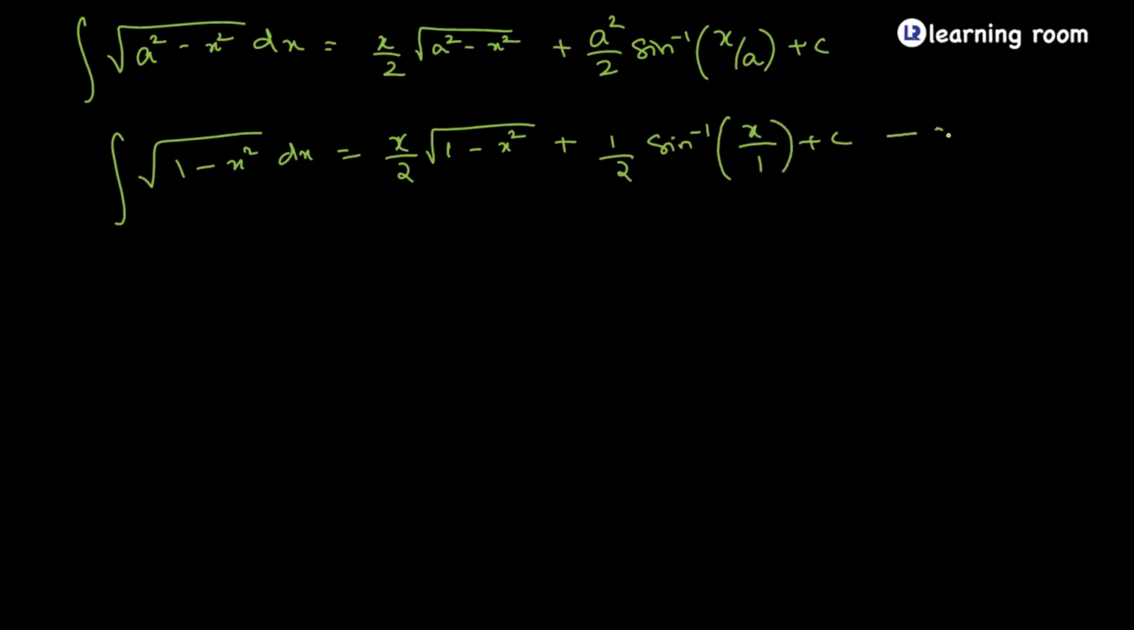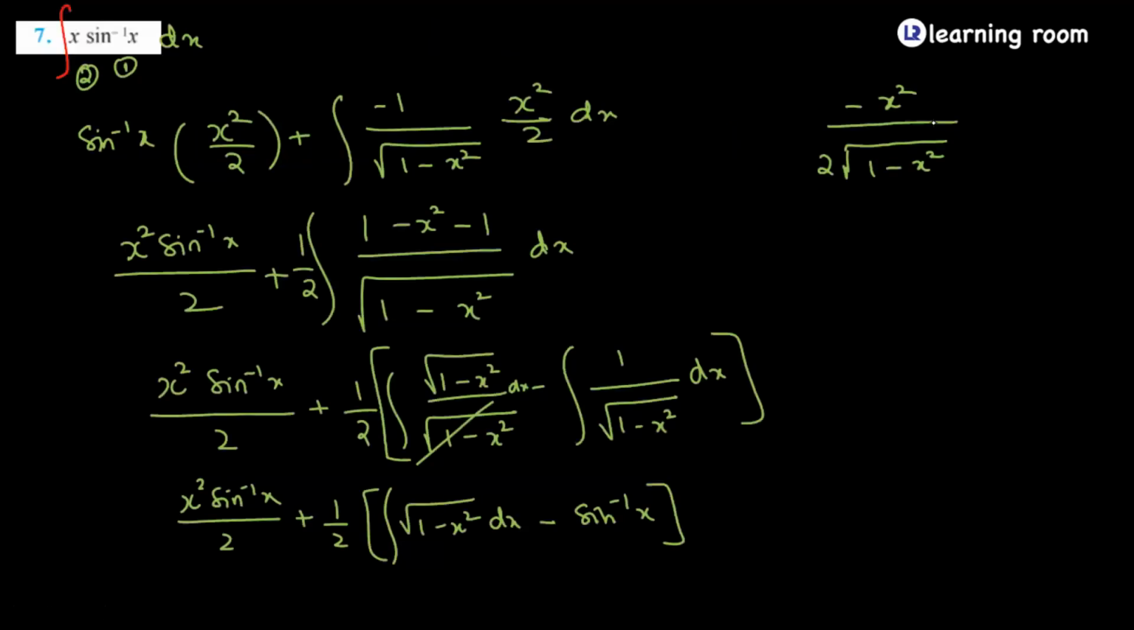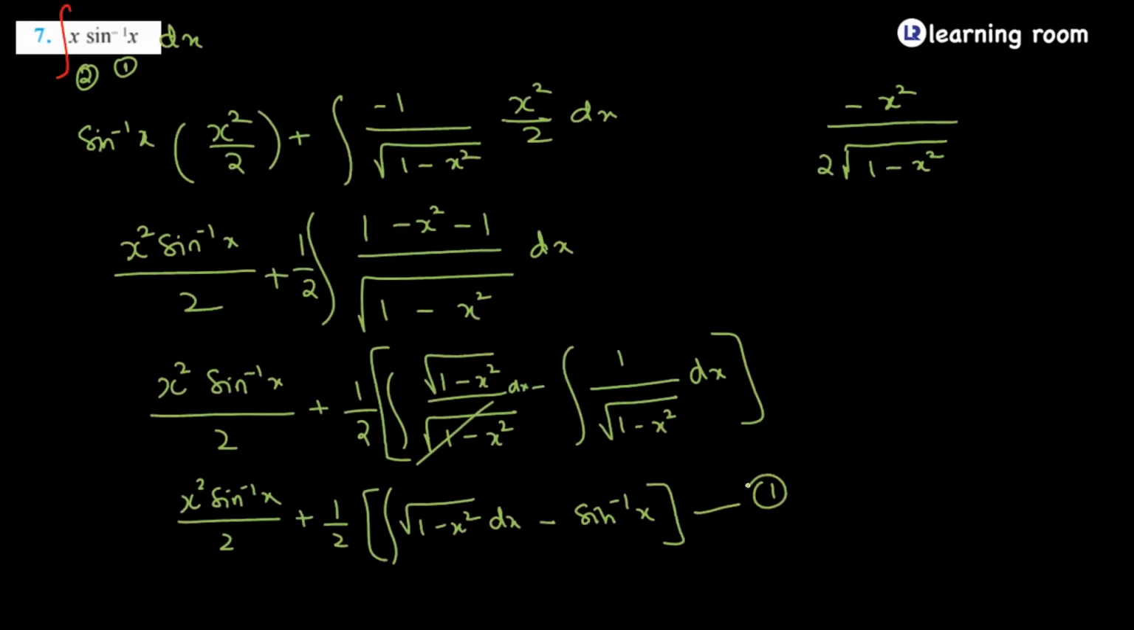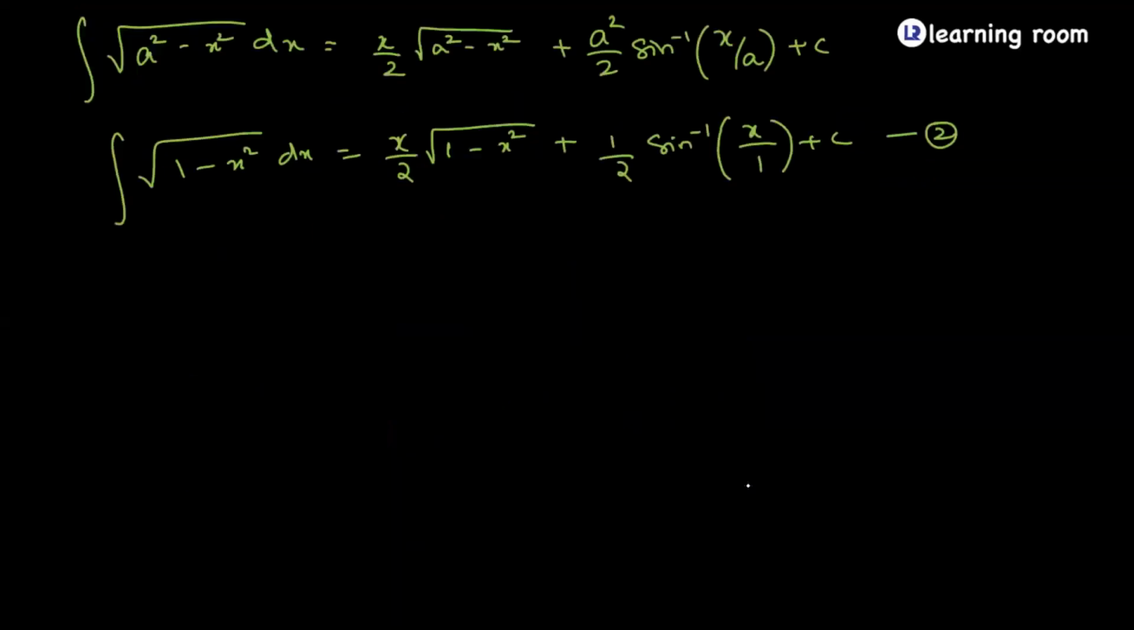Let me call this equation number 2 and let me call this previous one equation number 1. So what are you supposed to do? Here everything else is solved. X square sine inverse x by 2 is solved. Plus half into this is the only part that is remaining. Sine inverse x is again solved. So for this integral, we have already found the answer in the second equation. Take that and substitute it there. And once you solve, you will get the required answer.